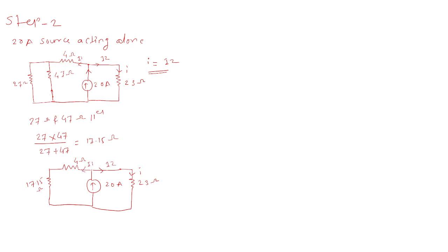बट I1 जो जाणार आहे तो कशातून जाणार आहे बघा, 4 आणि 17.15 ओहम. बट 4 आणि 17.15 जे आहेत ते कसे आहेत, सिरीज कनेक्टेड आहेत. So 17.15 ohm and this 4 ohm are connected in series. So equivalent resistance will be 17.15 plus 4. It will be 21.15 ohm. Okay. आता बघा इक्विव्हॅलेंट सर्किट कसं येईल.